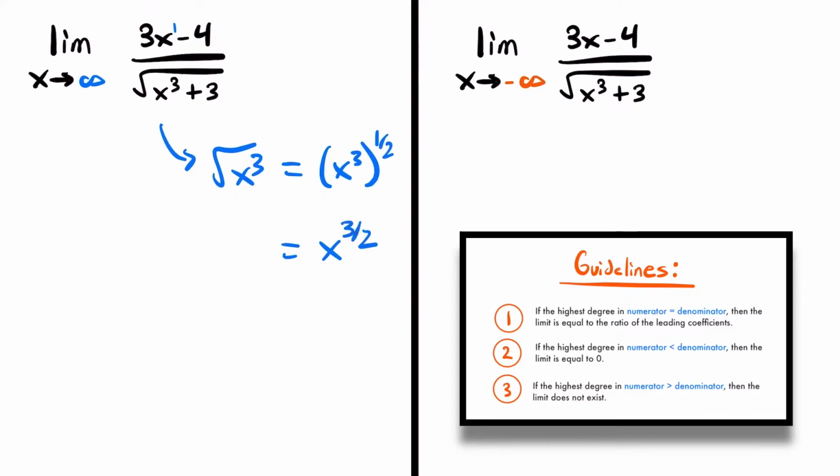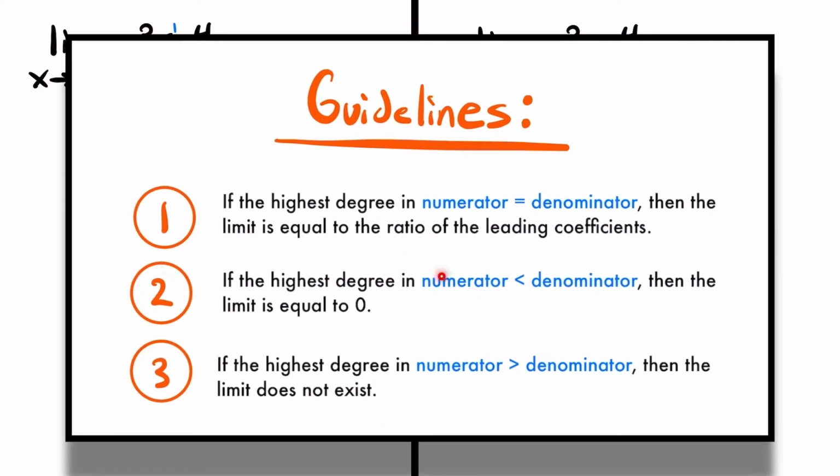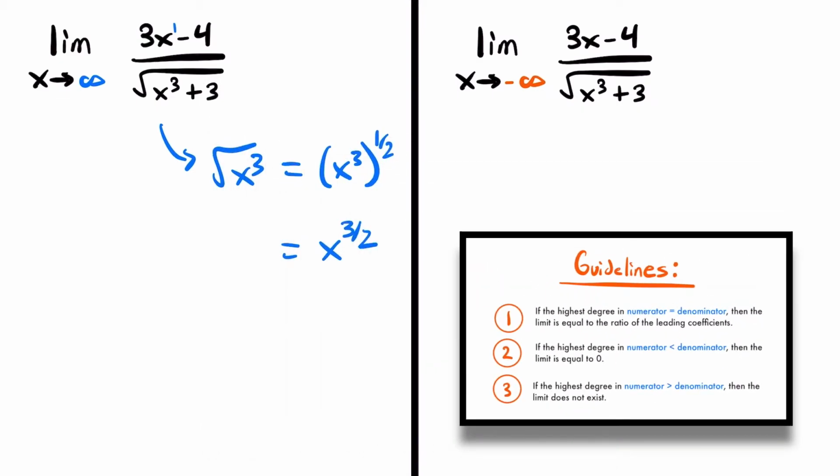Now 3/2 is greater than 1, and so the highest degree in the numerator is less than the highest degree in the denominator, right? The denominator is greater than the numerator. And so if we go back to our guidelines, that lines up with our second guideline where it says if the highest degree in the numerator is less than the denominator, then the limit is equal to 0. And so we can say that the limit as x approaches infinity for this function is equal to 0, right? That will be the limit at positive infinity.